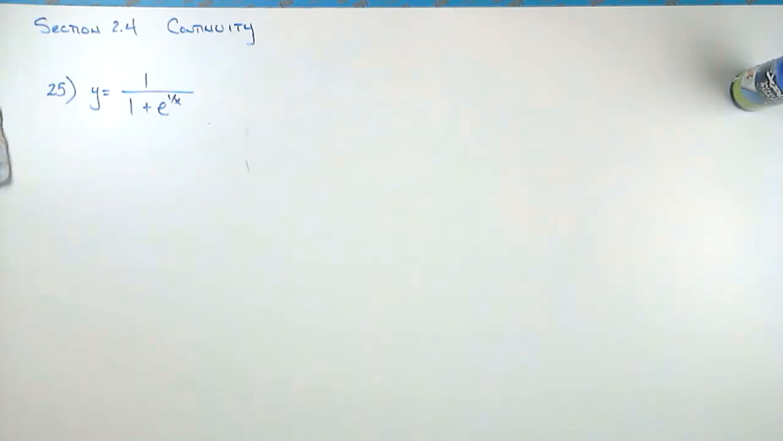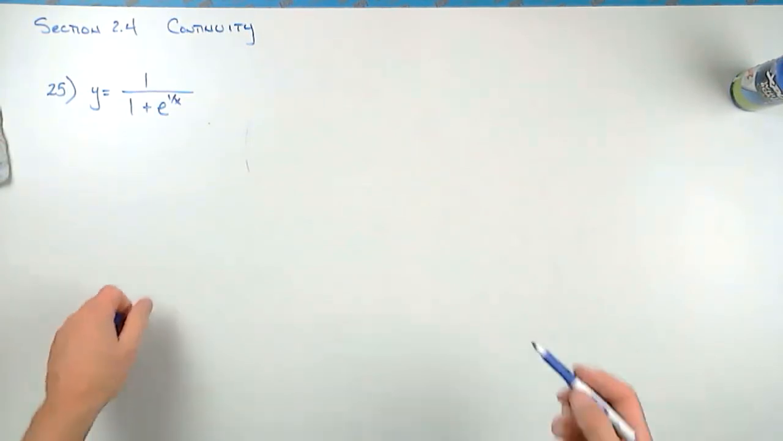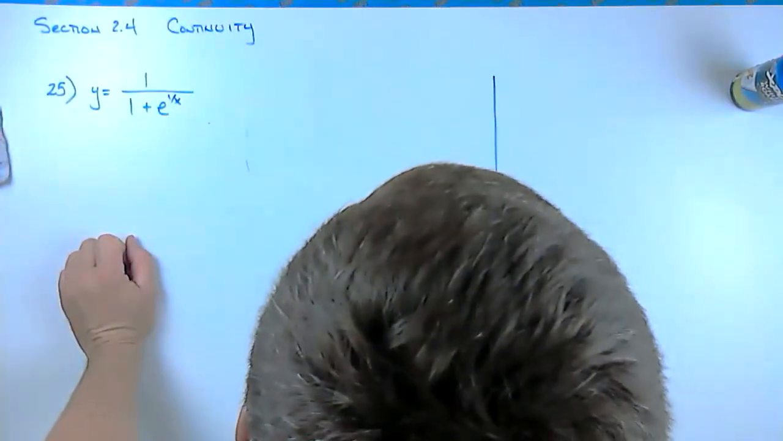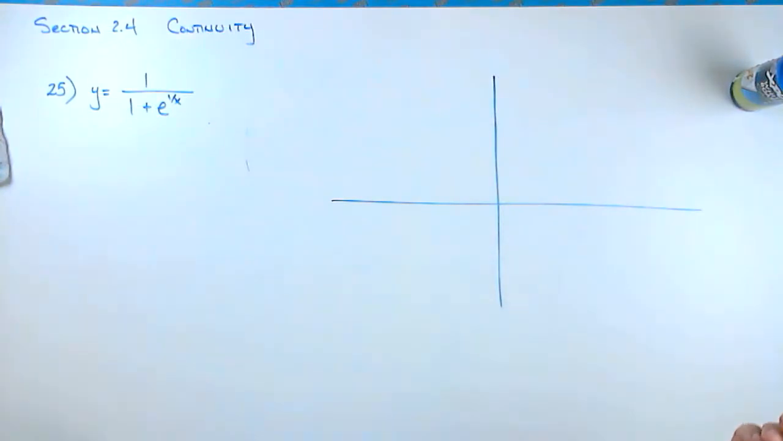Right, so this is our function. So we have to ask ourselves, what does a graph of this look like? Because if we draw the graph, we're going to be able to see the discontinuities on the graph.